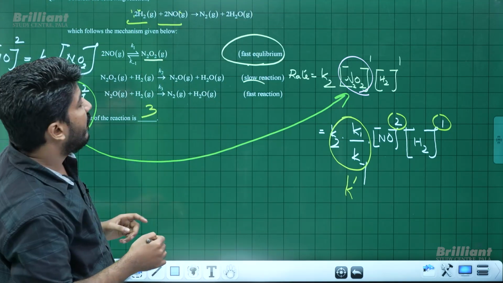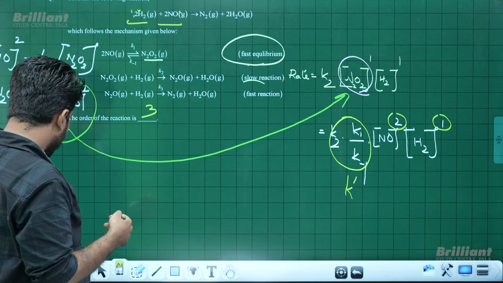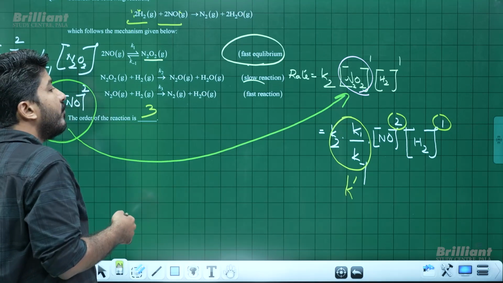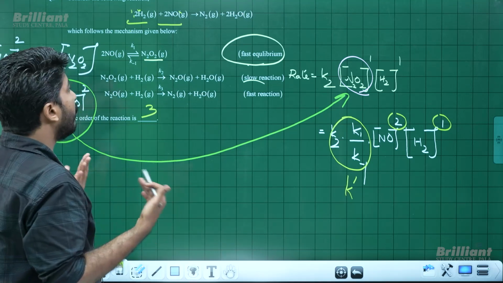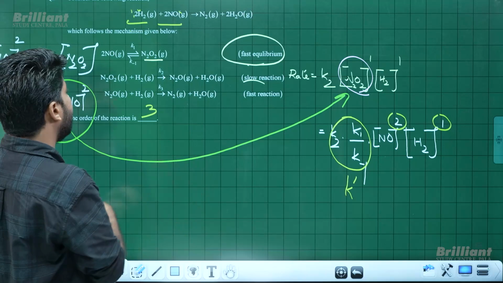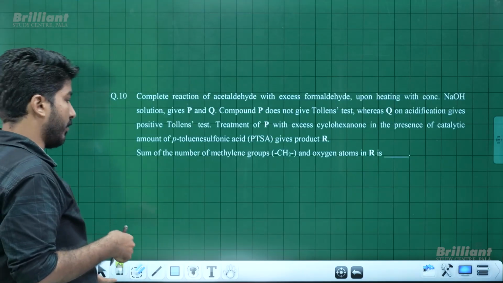So there is some kinetics. Now, finding the rate law of a complex reaction, right. So there is an application of rate law.